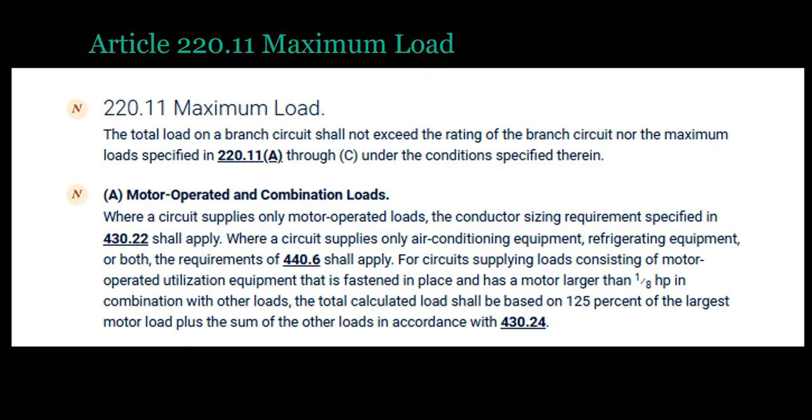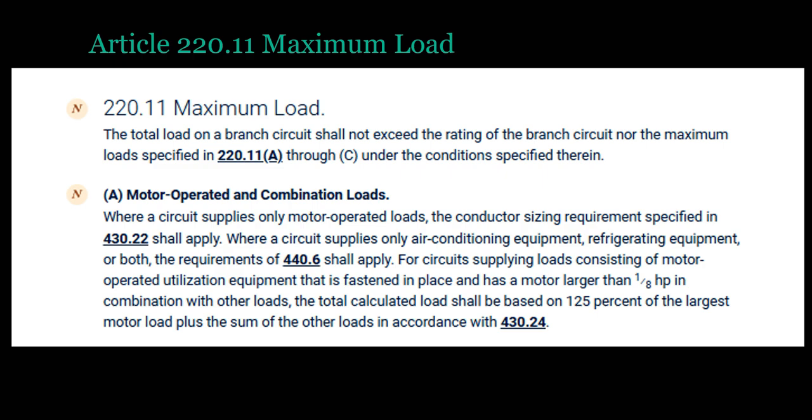So anyway, 220.11, maximum load. Motor operated combination loads. Let me start with the first sentence there. Total load on a branch circuit shall not exceed the rating of the branch circuit nor the maximum loads specified in 220.11(A). So where a circuit supplies only motor operated loads, the conductor sizing requirement specified in 430.22, which is talking about single motors, shall apply. Where a circuit supplies only air conditioning equipment, refrigerating equipment, or both, the requirements are from 440.6. You should know 430 is certainly motors and motor control. 440 is going to be air conditioning and refrigeration equipment.